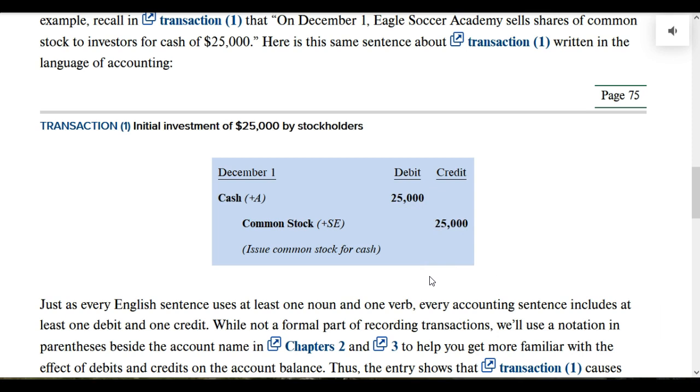Turning that into what we learned before, debiting cash $25,000 is the same as saying increasing cash $25,000. Crediting common stock $25,000 is the same as saying increasing common stock $25,000. So that's what we need to do from now on. Find the accounts that were affected, find out if they are increased or decreased, find out which one or ones will be debited, which one or ones will be credited. Let's do that for the other transactions.